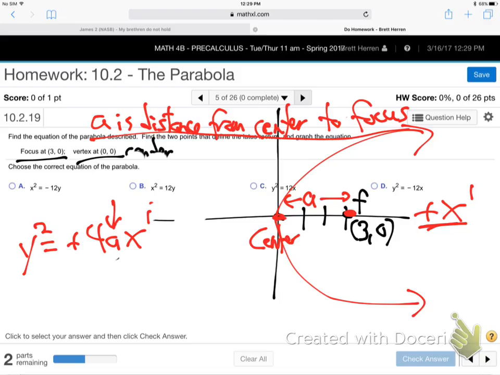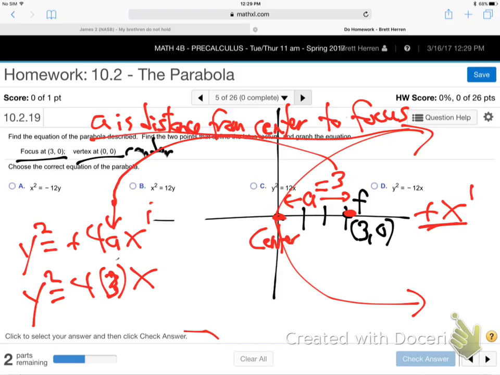So how far is it from the center to the focus point in our example? It's 3. So the A is 3. So this is y squared is 4 times 3 times x. That 4 is just always there as part of the formula. 12x. So where is it? It's answer C. Y squared is positive 12x. We good with that? Does that make sense? Questions on that? Can I keep moving?